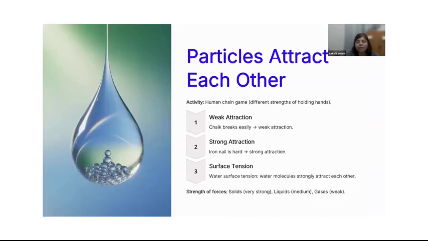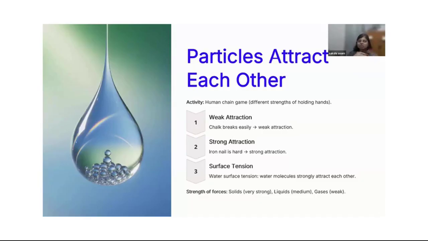Next is particles attract each other. These particles attract each other, right? Basically, like chalk. Chalk breaks easily, so I can say that there's a weak force of attraction. With an iron nail, it is very hard, so I can say that between the iron particles, the force of attraction is very large. And surface tension: water molecules are strongly attracted to each other. That is what surface tension is, right?